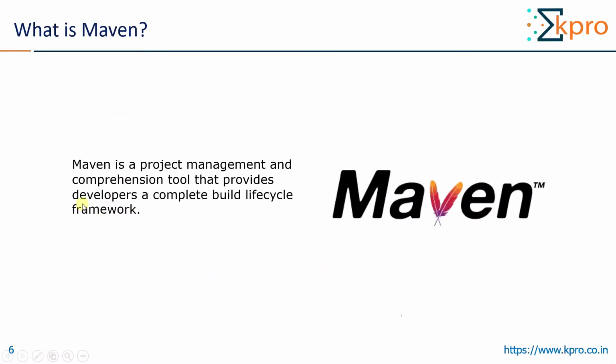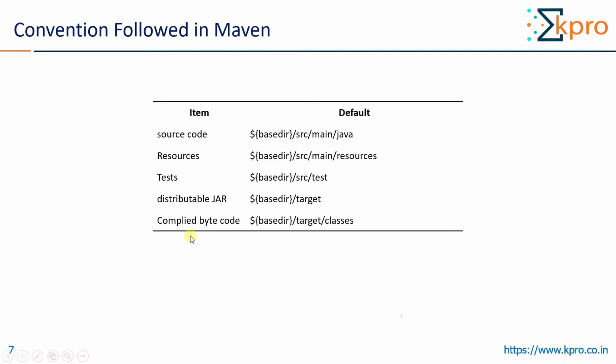Let us understand Maven. Maven is a project management and comprehension tool that provides developers a complete build lifecycle framework. When we use Maven, we have to follow some convention. Like if we have a source code that should be placed in src/main/java directory. And if we have resources like any properties file in the program, then that should be available in src/main/resources directory. Tests should be available under src/test directory.